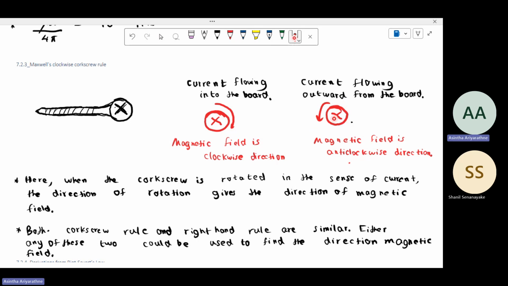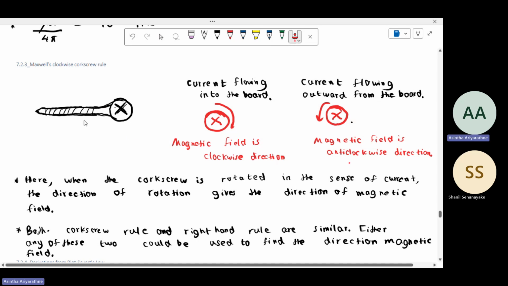And you have to rotate. So now current is flowing outward, right? Current is flowing outward like this. So you have to get this corkscrew outward, away from the board. So in order to do that, this needs to be rotated in an anti-clockwise manner.